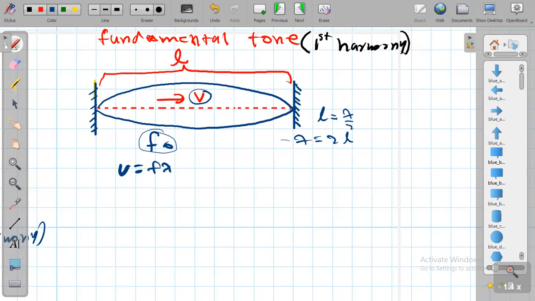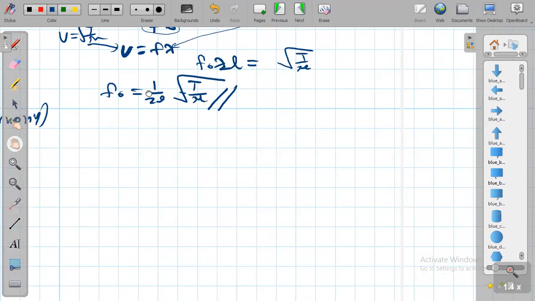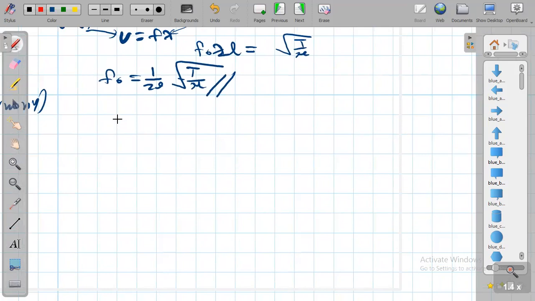I showed you earlier, now we just apply this here. And what is v? v equals the square root of T over mu. So my equation is f0 times 2L equals the square root of T over mu. Now the equation becomes f0 equals 1 over 2L times the square root of T over mu. This is the first and foremost result you can obtain from this equation. You can make many changes, but I'm not expecting that type of deeper question in the exam.